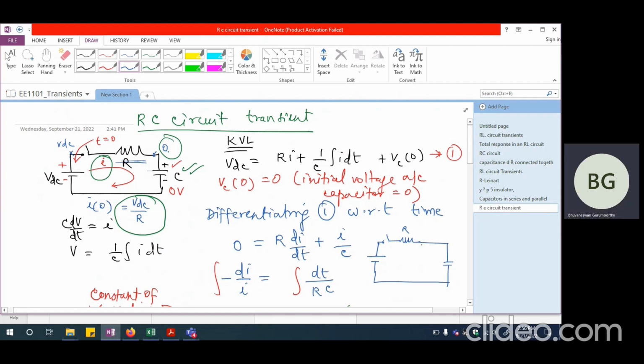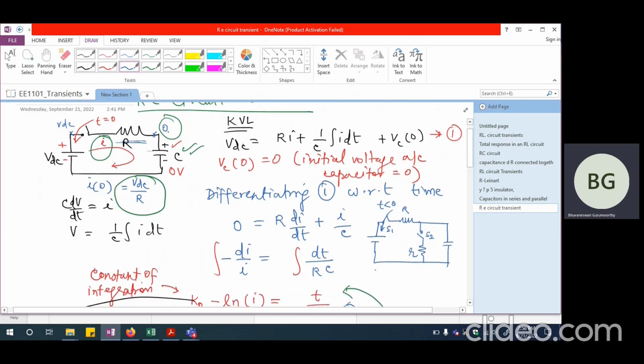Okay. And I'm going to have one more switch here which is connected to a small r. So let us say this is S1 and this is S2. At time before 0, this was closed. So this is when t was less than 0. Now this switch S1 is going to be opened at t equal to 0 and S2 is closed. So S2 is closed at time t equal to 0.